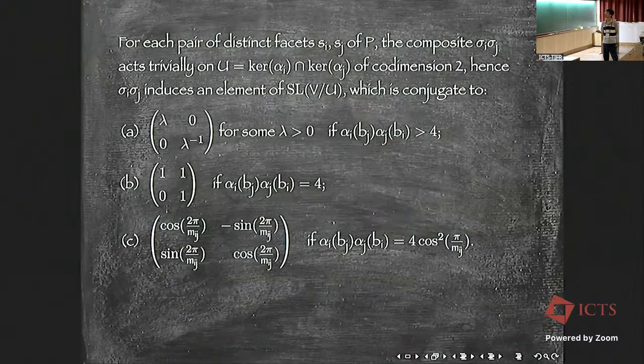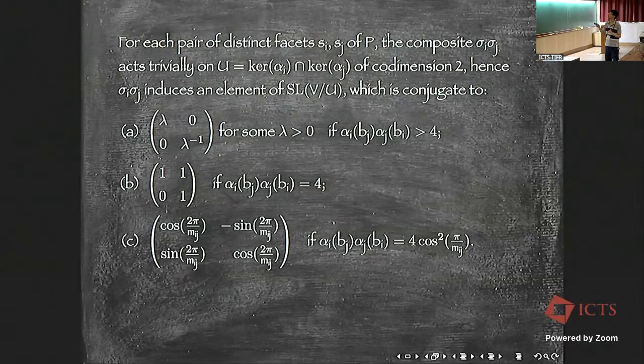Okay. So, and then I try to give some geometric meaning of these conditions. Here are two distinct facets, Si and Sj. Each facet has a reflection: Si corresponds to the reflection sigma i. So we have the composition of these two reflections.